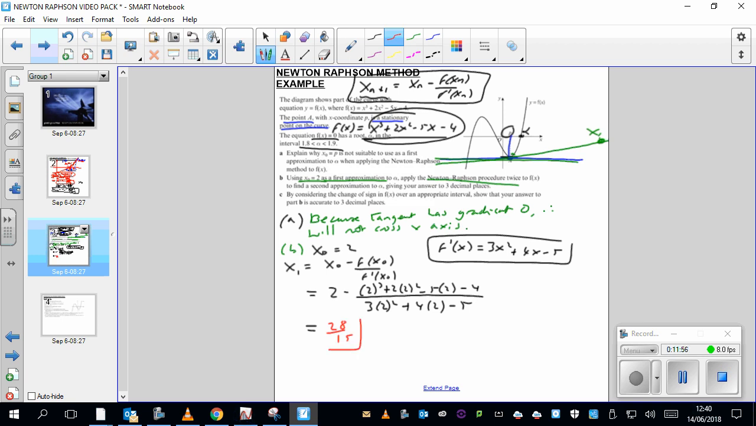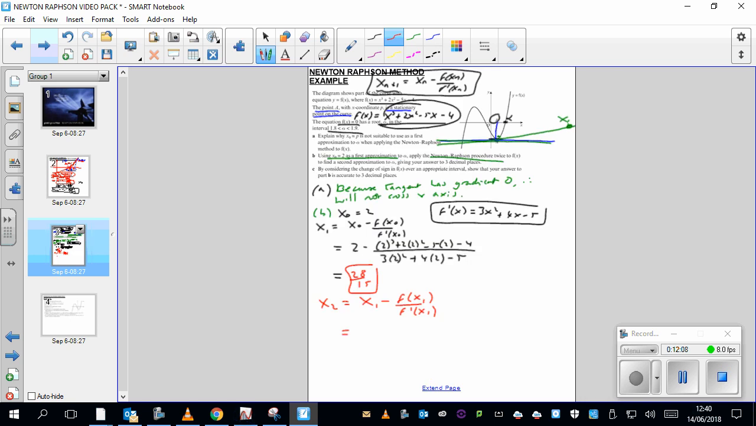I'm not rounding at this point because I know I'm going to need this for the second approximation. So we've done it once, but now we're going to use that with x1 to find the next value. So x1 we just found out was 28 over 15, and yes, I do need to write 28 over 15 cubed plus 2, 28 over 15 squared minus 5, 28 over 15 minus 4, over 3, 28 over 15 squared plus 4, 28 over 15 minus 5.